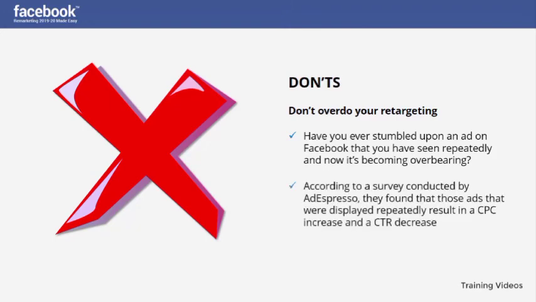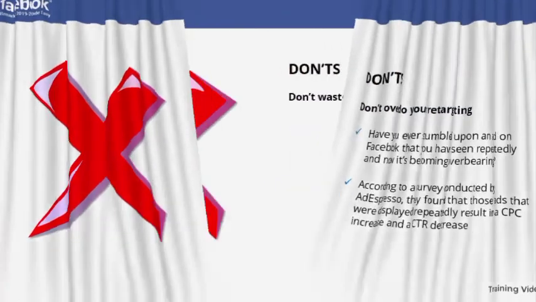According to a survey conducted by AdEspresso, they found that ads that were displayed repeatedly result in a CPC increase and a CTR decrease. To help reduce the frequency of your ads, you can set up an automated rule in Facebook Manager to limit the number of times your advert is displayed to your audience over a period of time.